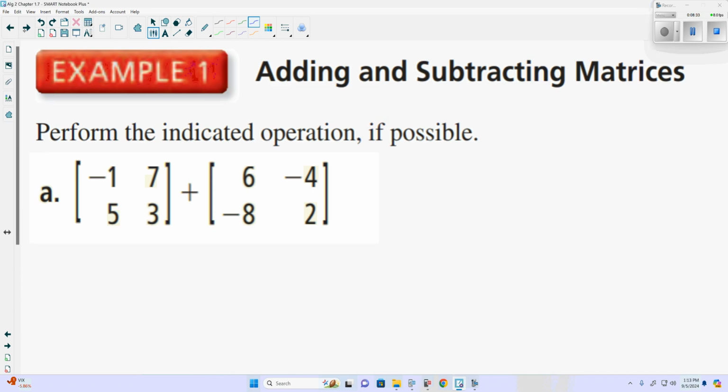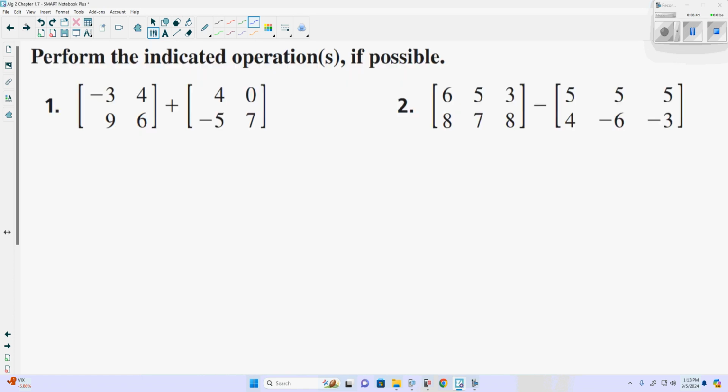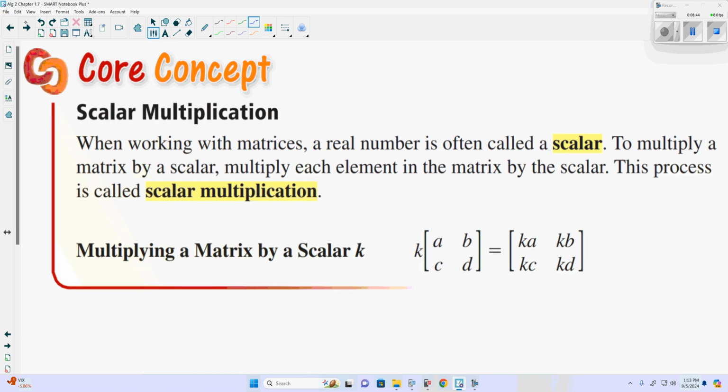Questions on addition or subtraction? Do we need to see another example of one of these? All right, we feel good with those. We'll move on to the next part of this here.